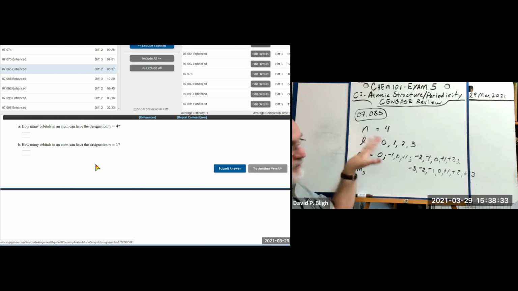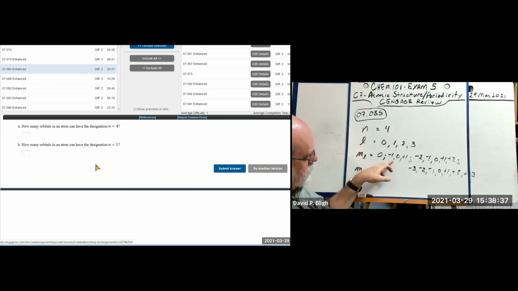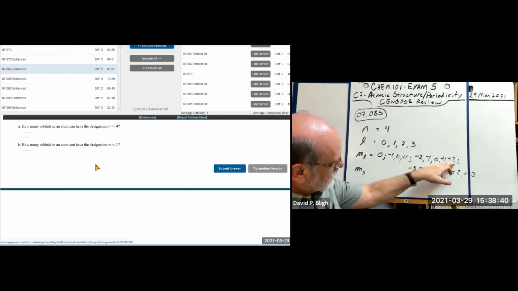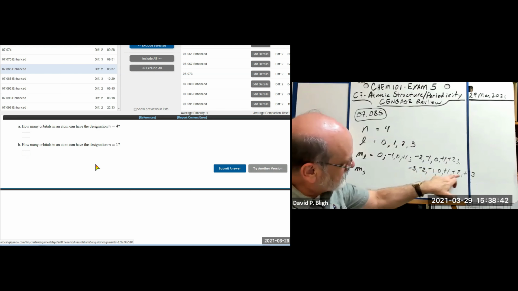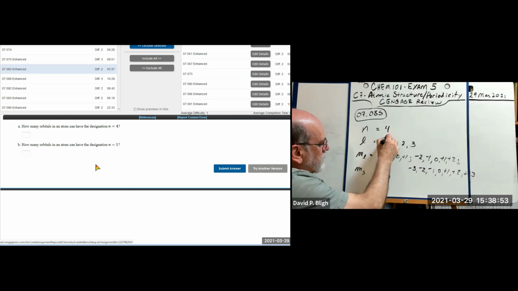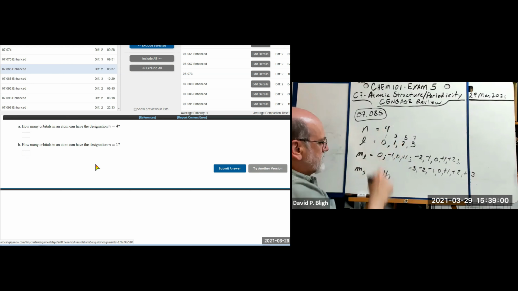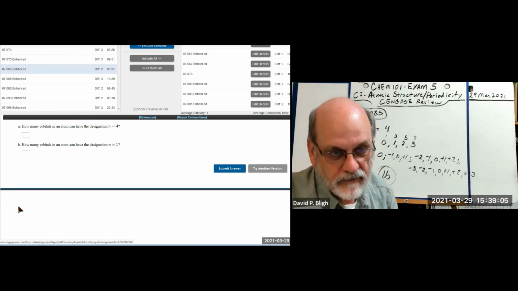Okay, so that's the maximum number. From all these, we derive this many orbitals: 1, 2, 3, 4, 5, 6, 7, 8, 9, 10, 11, 12, 13, 14, 15, 16. You can have 16 orbitals at that level. And if we look at each one of these, that can have 1, this can have 3, this can have 5, and this can have 7. So that's 12, 13, 14, 15, 16. All right, so let's put 16 in here.